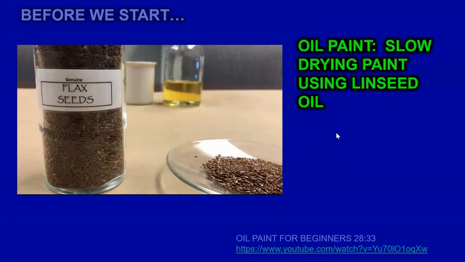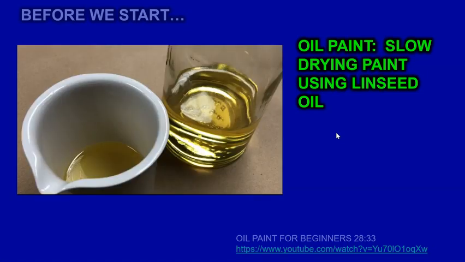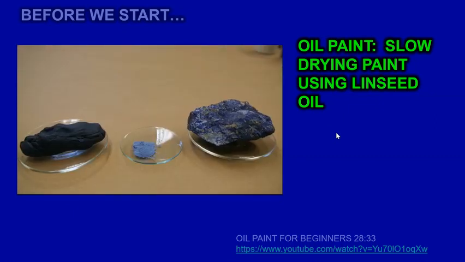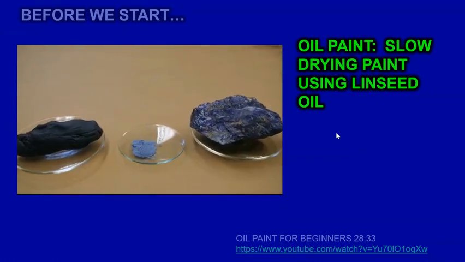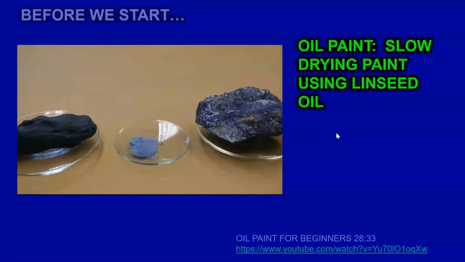It was pressed from the seeds collected from the flax plant, like those shown here. The same plant was used as the source for the fibers used to make linen canvases. Here's a sample of linseed oil. The other ingredient is the pigment. This is an insoluble powder which provides the color to the paint.